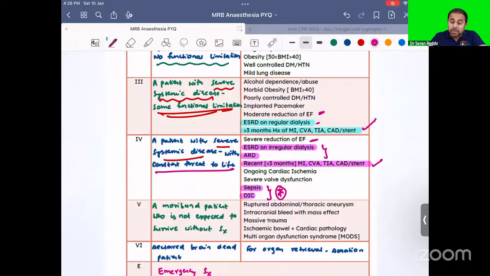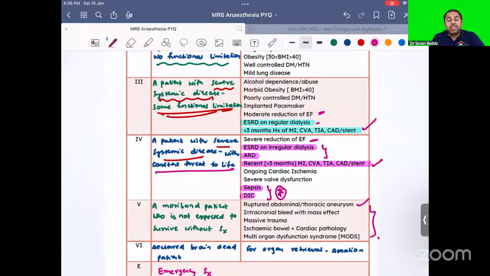So what are the examples? Ruptured abdominal or thoracic aortic aneurysm, intracranial bleed with a mass effect. No matter how many liters of mannitol you give, you have to go for emergency decompressive hemicraniotomy. Then similarly, massive trauma, ischemic bowel in addition to cardiac pathology, multi-organ dysfunction syndrome, all these things you have to remember.